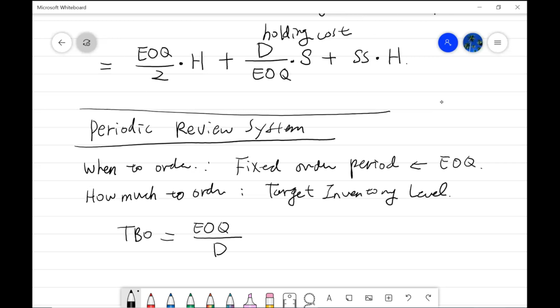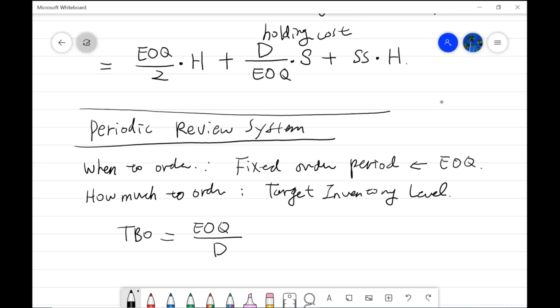So what is a target inventory level? Target inventory level, again, is an inventory level. But at this time, the way you decide how much to order is like this. Again, under the periodic review system, you don't keep watching your inventory as time goes on. You just drop by your warehouse, check your inventory, and place an order.